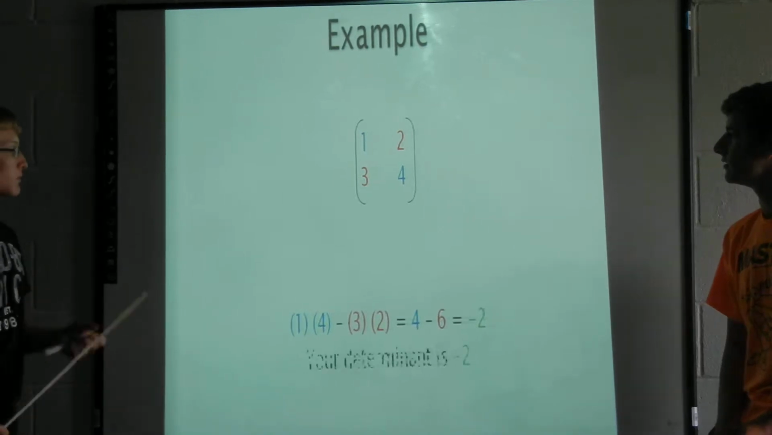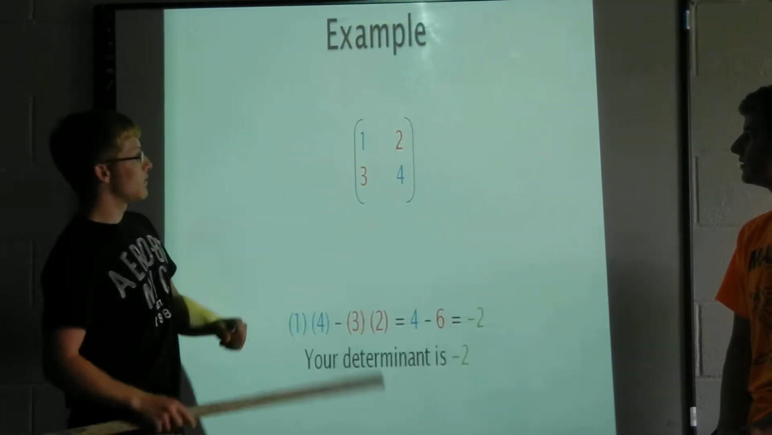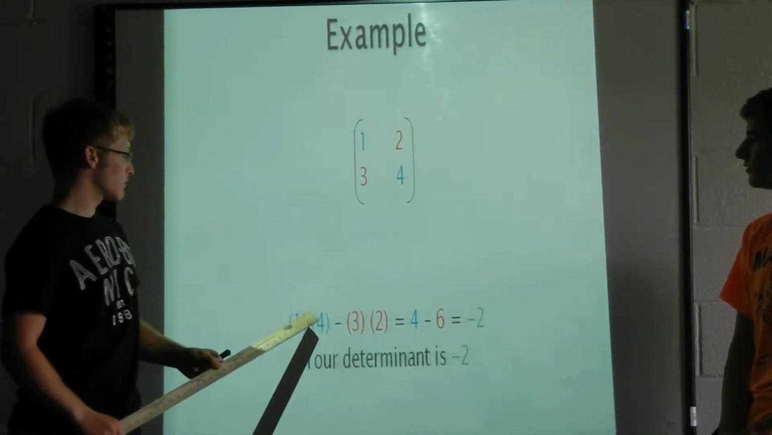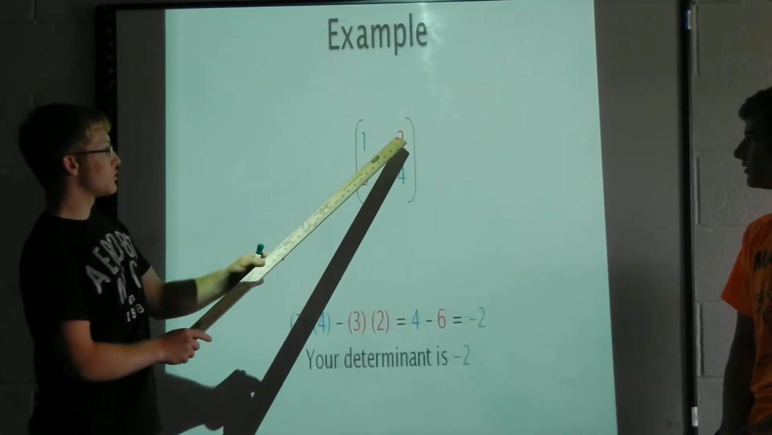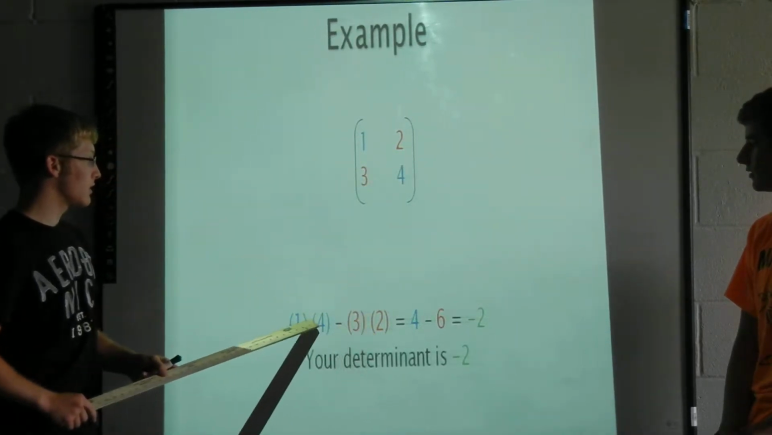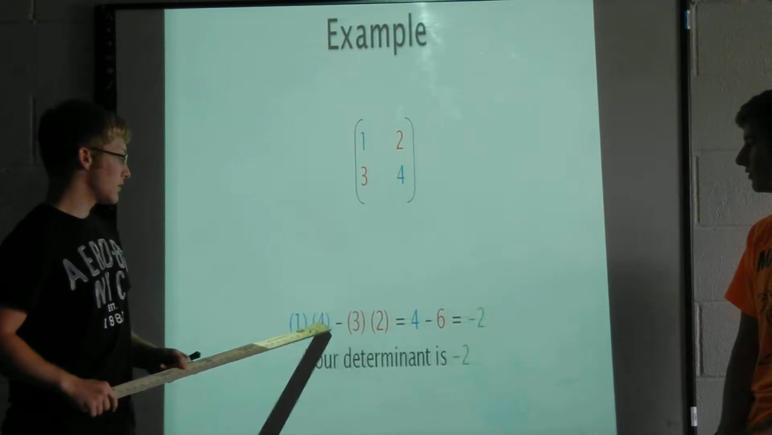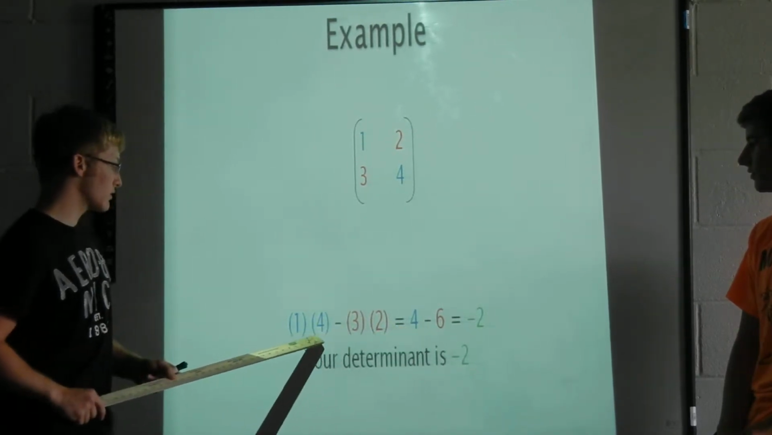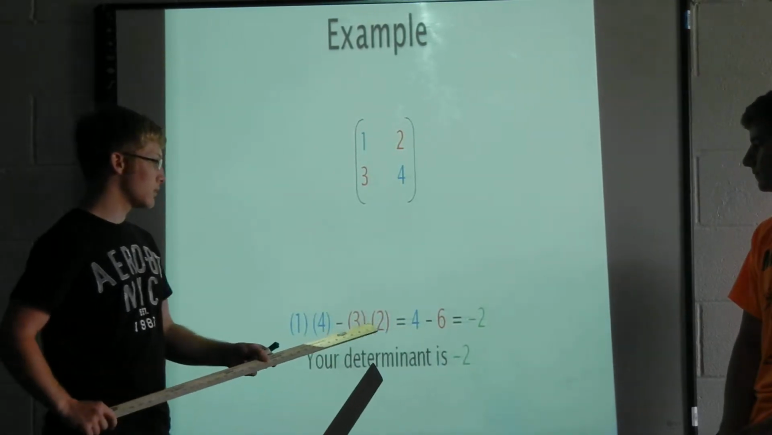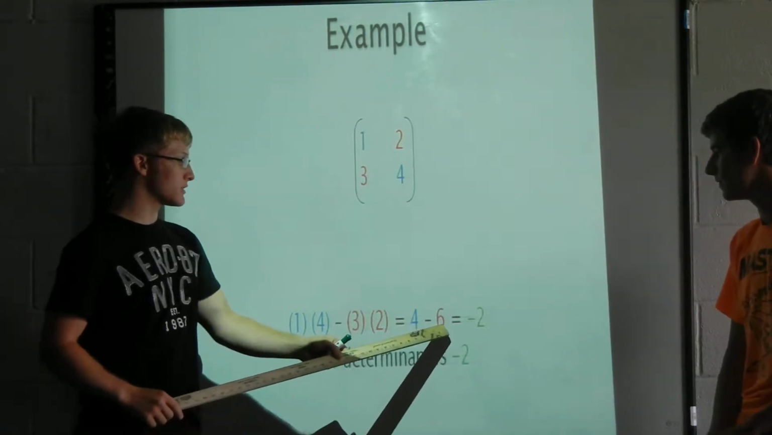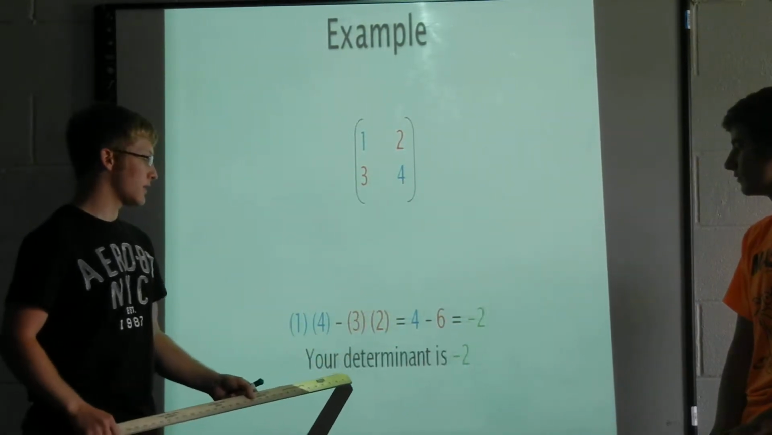And here's an example problem. As you can see, 1 times 4 is where you get here. 2 times 3, put here. And then you just subtract. And that'll give you 4, because 1 times 4 is 4. 3 times 2 is 6, so 4 minus 6 equals -2. And that is your determinant.